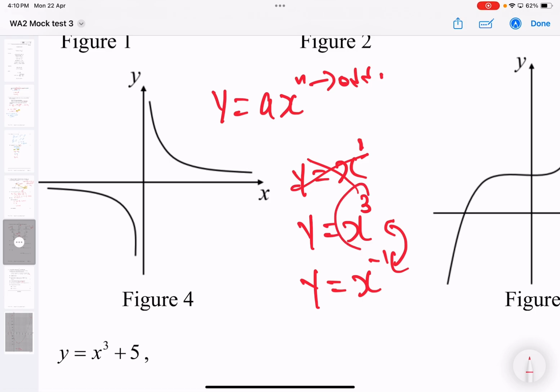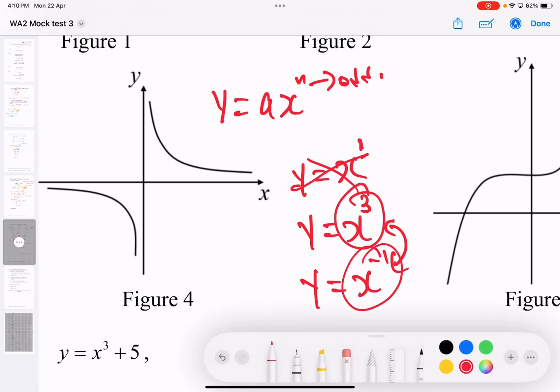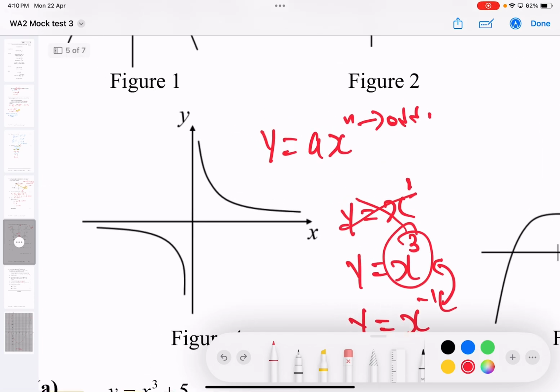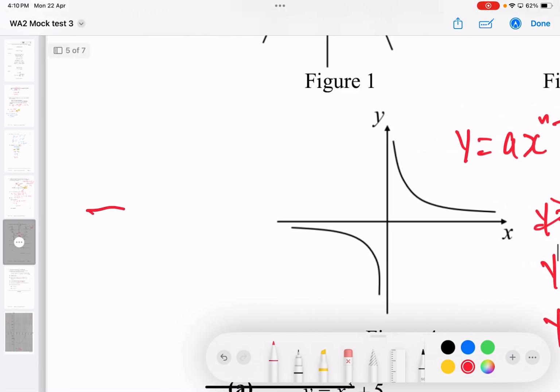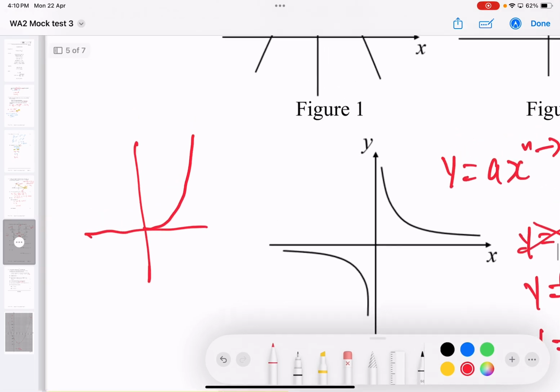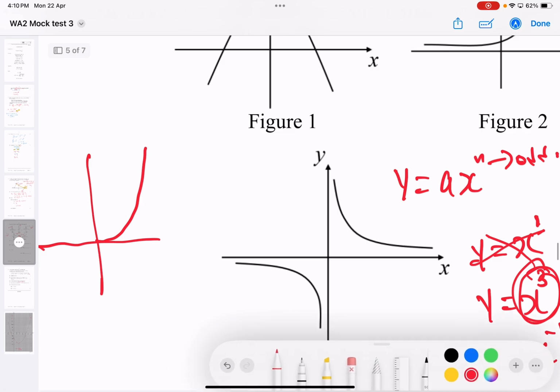Which one do you think it is? Is it the cube or is it the negative 1? Okay, I give you a huge hint. This x to the power of 3 is very similar to x to the power of 2. If it's x to the power of 3, this part will also look like this, but the other part will go down.